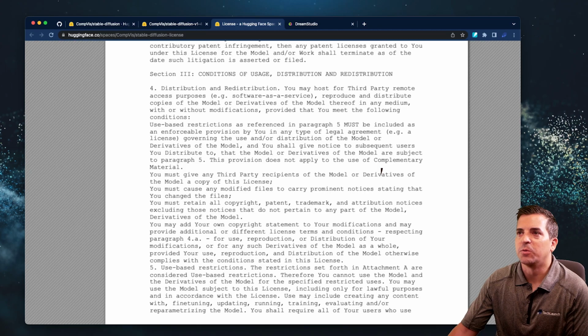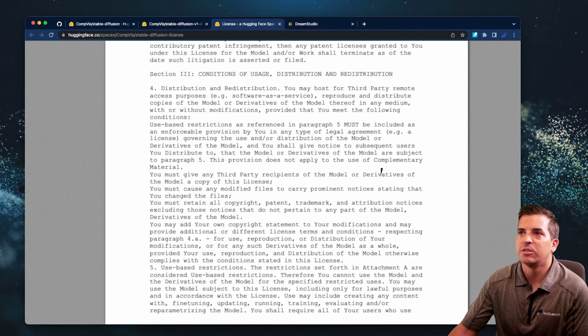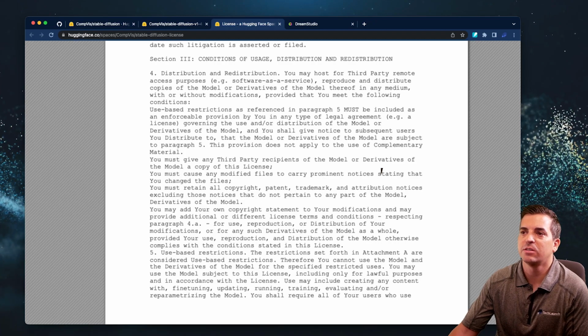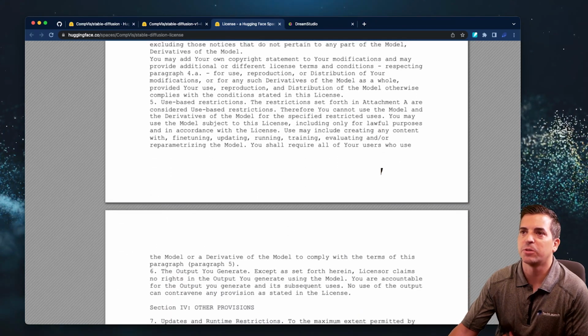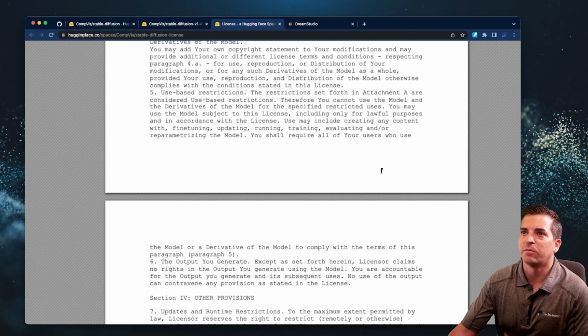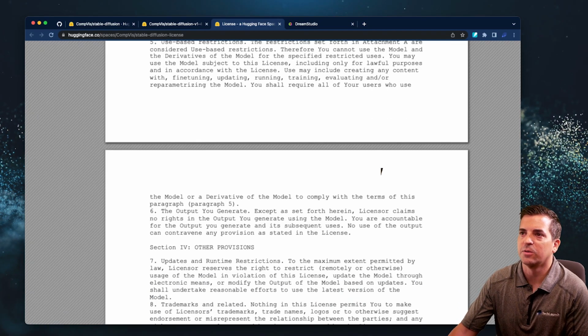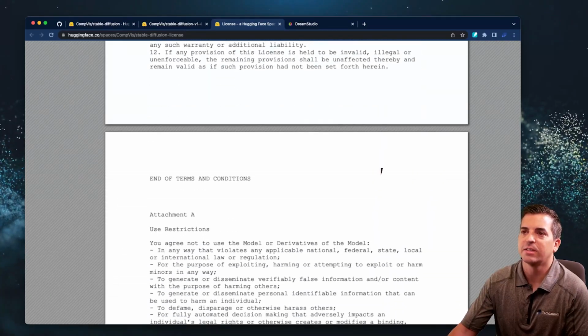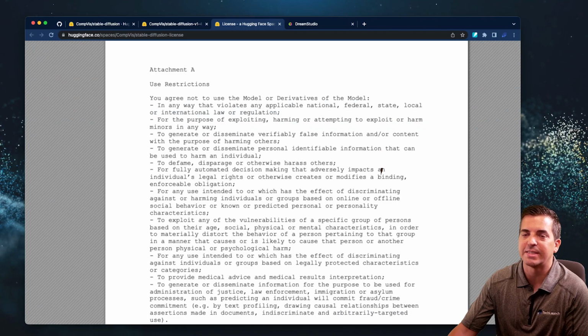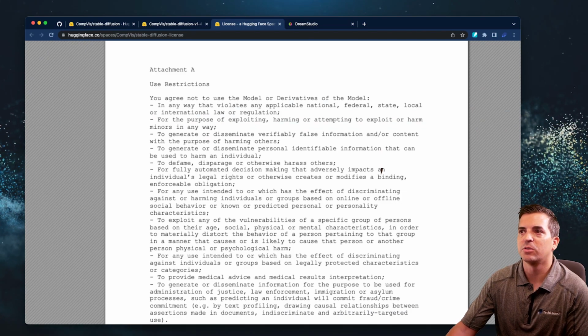Basically, they go into detail around the conditions of use, distribution, and redistribution. Again, if you're planning on using this, you want to make sure you understand, in particular, the use-based restrictions, which are set forth in Attachment A. This is sort of a standard set of legal documents for open source licensing. And then these are the use restrictions.